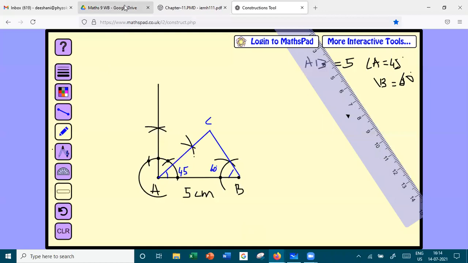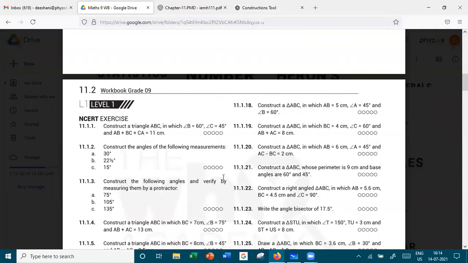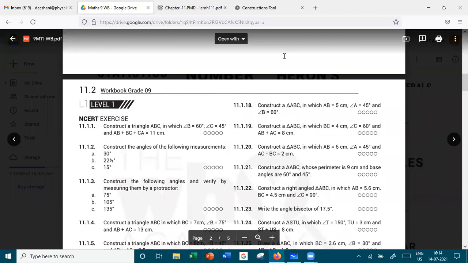For this also, I'll pick up a question from here that's easier. Yeah, this next one itself is right here. Let's do that. 11.1.19. Right? So here, construct a triangle ABC in which BC is equal to 4 centimeter. You've been given one of the angles, angle C is 60 degree, and you've been given the sum of the other two sides as 8 centimeter.